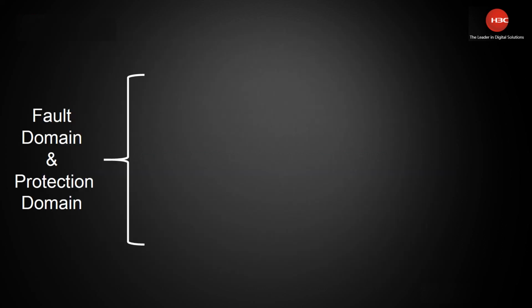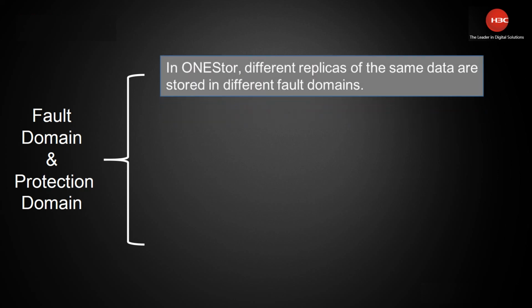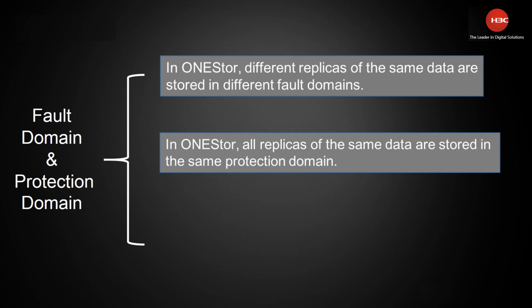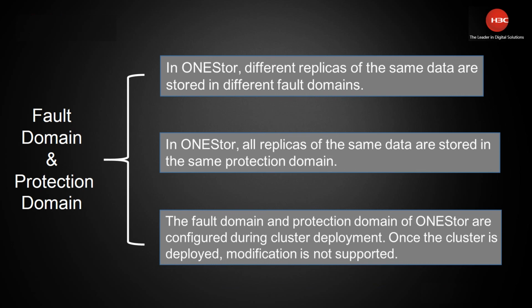Through the previous lecture, the introduction of fault domain and protection domain technology and configuration in ONEStor distributed storage is complete. Let's review the main points of today. Number 1. In ONEStor, different replicas of the same data are stored in different fault domains. Number 2. In ONEStor, all replicas of the same data are stored in the same protection domain. Number 3. The fault domain and the protection domain of ONEStor are configured during cluster deployment. Once the cluster is deployed, modification is not supported.